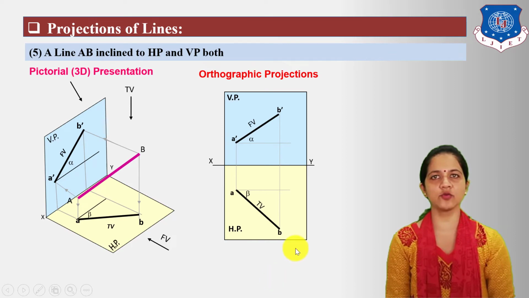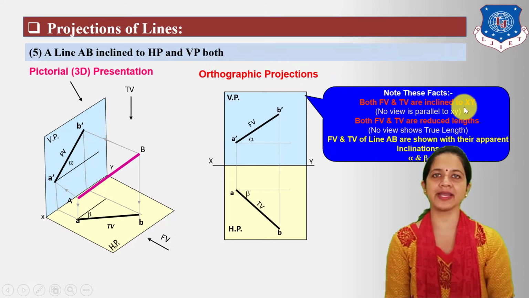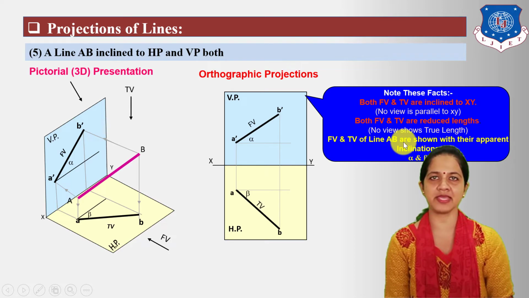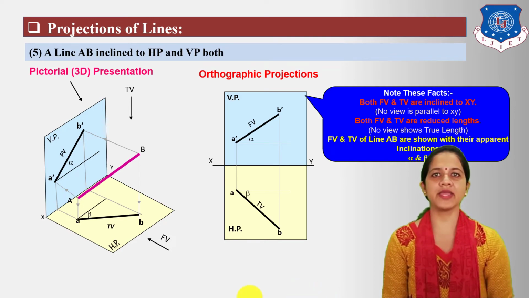Now what is the conclusion for this line? When a line is inclined to HP and VP both, front view and top view are inclined to XY, no view is parallel to XY, and both front view and top view are reduced length. Front view and top view of line AB are shown with their apparent inclinations alpha and beta. Now in numericals, we are using the last three cases of line.